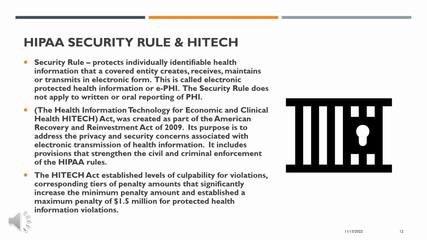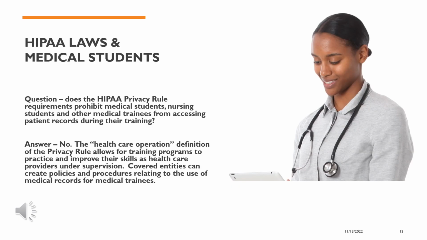The HITECH Act established levels of culpability for violations, corresponding tiers of penalty amounts that significantly increase the minimum penalty amount, and established a maximum penalty of $1.5 million for protected health information violations.